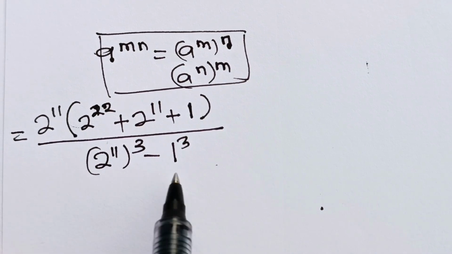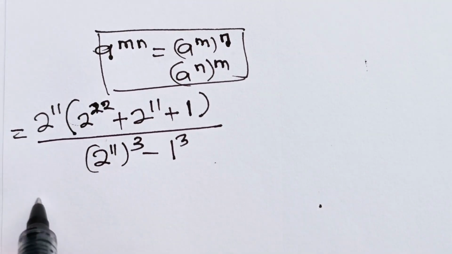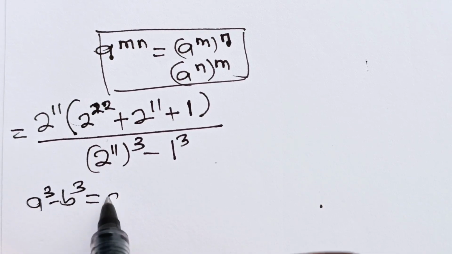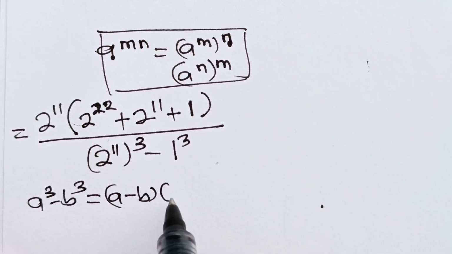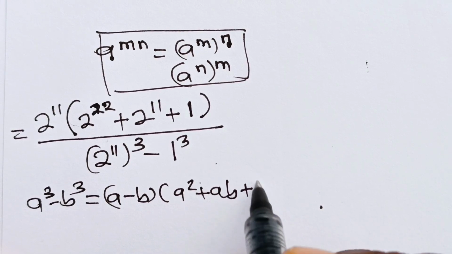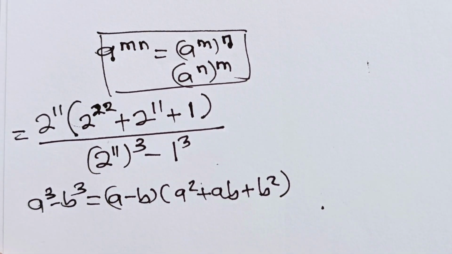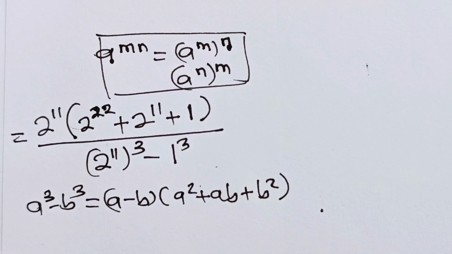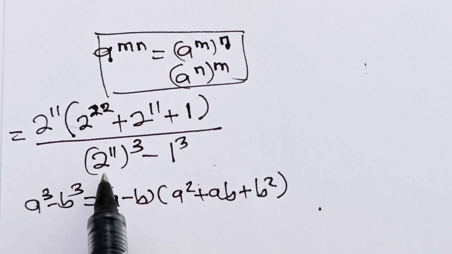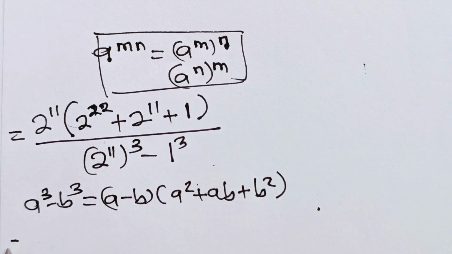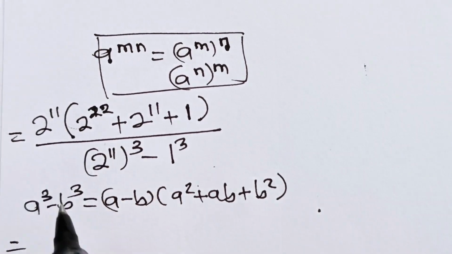Now we are going to simplify the denominator. When you have a to the power of 3 minus b to the power of 3, this is equal to a minus b multiplied by a squared plus ab plus b squared. Now we are going to substitute. Our a is 2 to the power of 11 and our b is 1. Therefore, we can rewrite this as what?